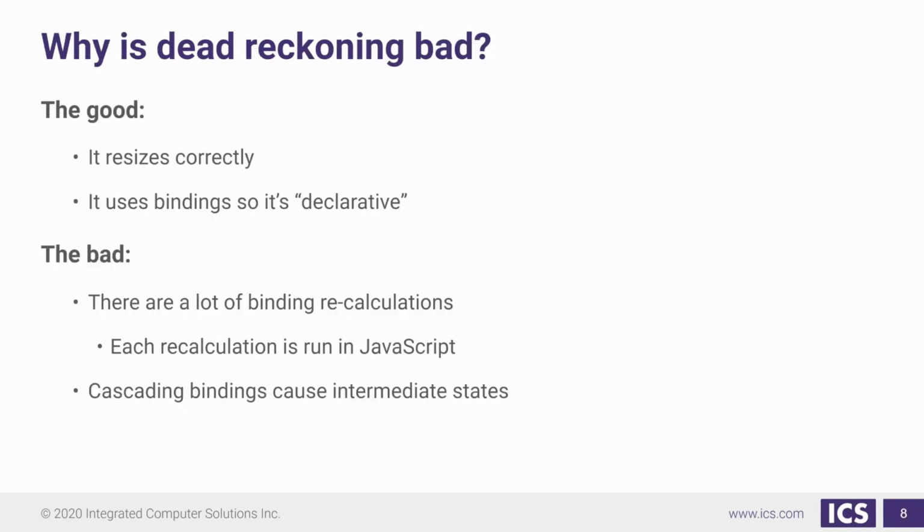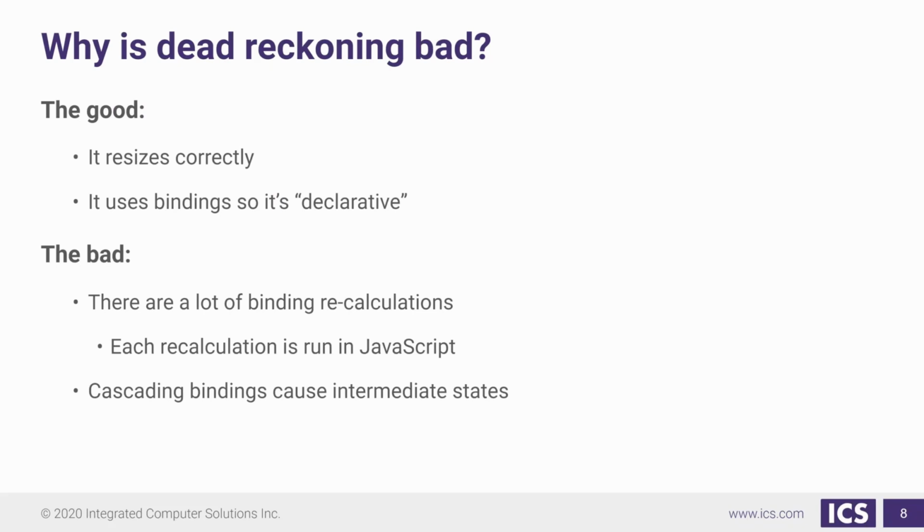Now, dead reckoning, we should avoid using whenever possible. Sometimes, however, it is our only option. And this tends to be the case if we need pixel perfect layouts, or if we have full control over the dimension of our objects and the screen resolution of our target is not going to change. There are some pros and cons. Now, these dead reckoning layouts can be made to resize correctly by adding bindings, and the bindings make it more declarative, of course. There are some downsides to this.